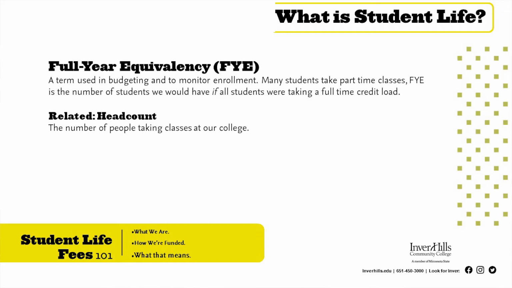So we have FY and we have FYE, but in the state of Minnesota, FYE refers to full year equivalency. And it's a way that we measure enrollment changes over time. Very simply, FYE is if every single student at Inver Hills were taking a full-time course load, so 30 credits per year is considered full-time, and every student were taking no more, no less, that would be what our FYE is.